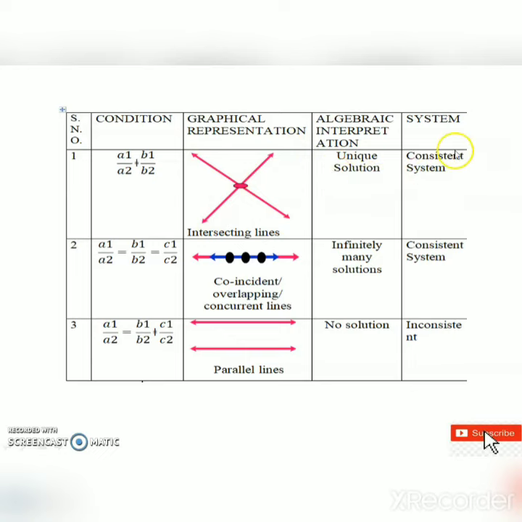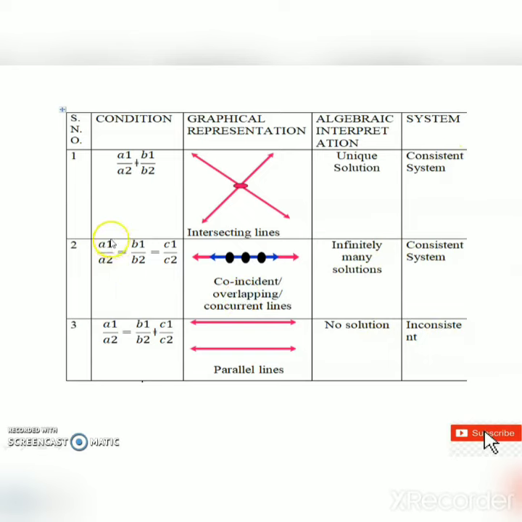And how will the system be? The system will be consistent. So remember this point that whenever you have solutions in any equation, the system will be consistent. And whenever you have no solution, the system will be inconsistent. Like that you can remember. If solutions are there, the system is consistent. If solution is not there, system is inconsistent.